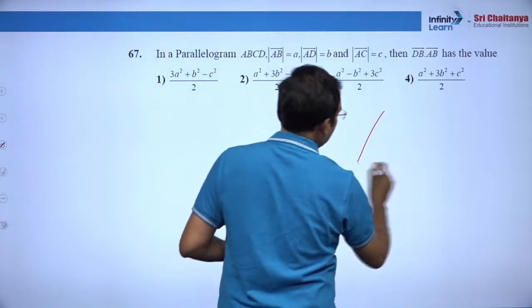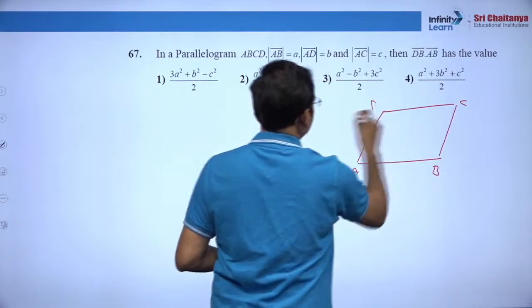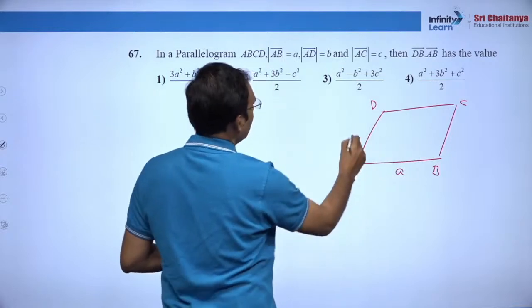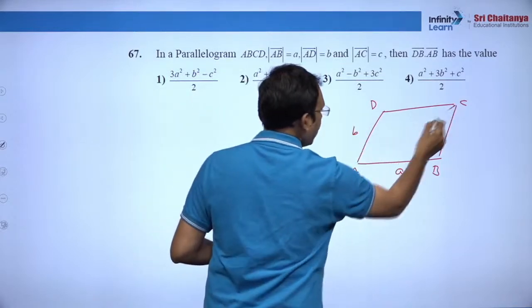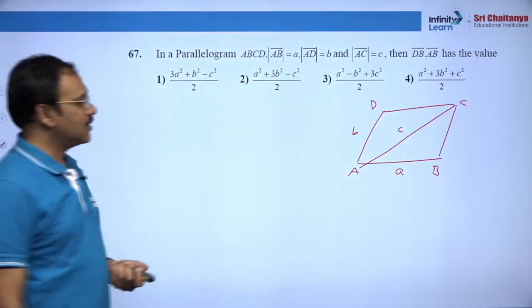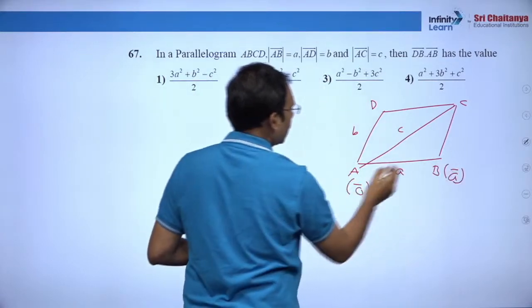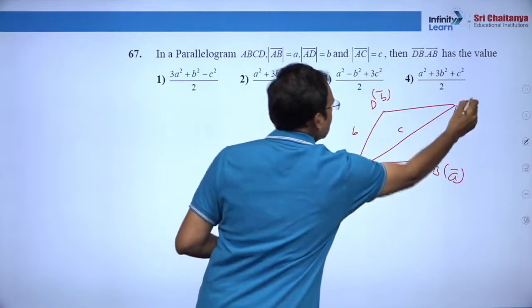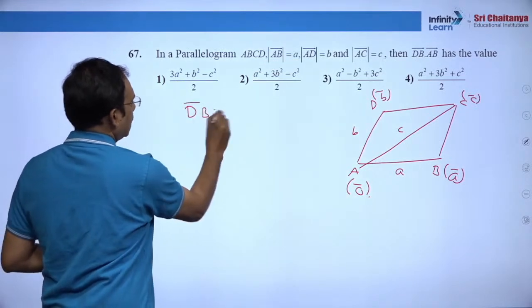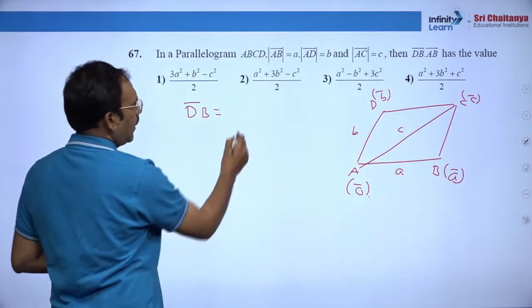Dot product is given. Let me take a parallelogram here, say a, b, c, d. Now he said AB bar length is A, AD bar is B, AC bar this vector length is C. Now DB bar dot AB bar is given. Let me choose this as origin so that this will become A bar vector, this will become B bar vector, this is C bar vector. Okay. Now you see DB bar, my dear friends, is going to be A bar minus B bar.